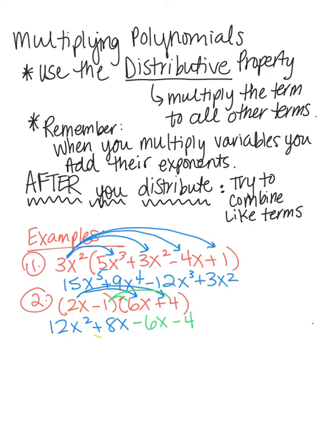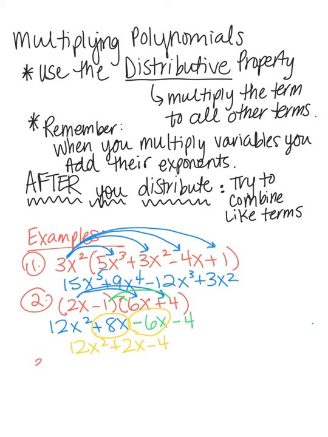If I look at these inside terms, I've got an 8x and a negative 6x. So those like terms need to get combined. I'm going to leave that 12x squared because there's nothing alike with it. But I'm going to put the 8x and the negative 6x together, which would give me 2x. And then I'm going to leave that minus 4 because there's no other like terms with it.